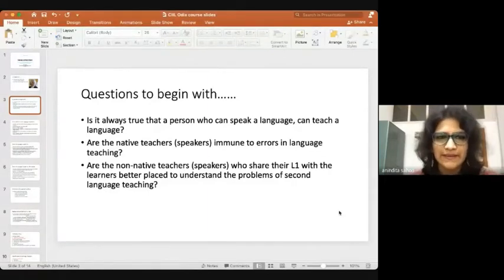So there are three questions here that I'm going to ask. The first: just by being a human, when you are speaking a language, does it mean that you can teach a language? Let's say I'm an Odia speaker. Odia is my first language.